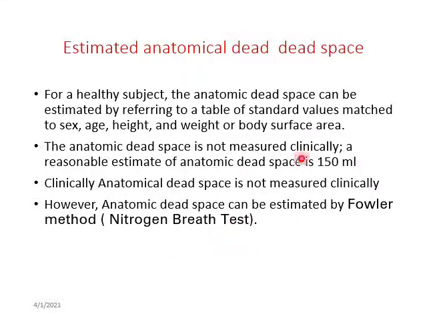The nitrogen breath test, or Fowler method, depends on the fact that when we take air, it has nitrogen and oxygen, and it will be distributed in different portions of the lung, and the distribution is not even. Most of the gas will go to the lower portion of the lung, to the base, compared to the apex, during the variation in ventilation. And we'll talk about this in the lecture about ventilation and perfusion. The second thing is that when you start breathing, a certain amount of nitrogen will be present in the expired air. So if we take a sample of the expired air, we will be able to determine the concentration of nitrogen.